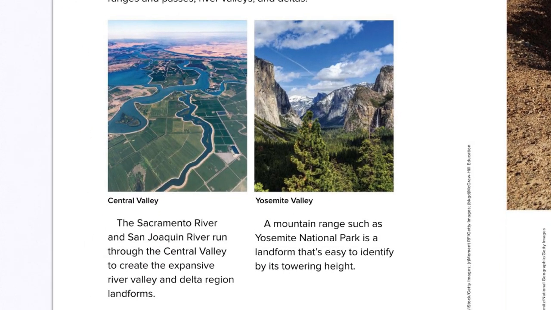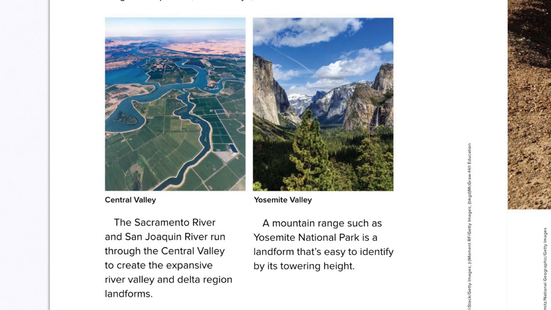Let's take a look at a couple of the pictures here. Here we have a picture of the Central Valley. And you can see there's a lake going through it, a river going through it. And here is a picture of Yosemite Valley. The Sacramento River and San Joaquin River run through the Central Valley to create the expansive River Valley and Delta region landforms. A mountain range, such as Yosemite National Park, is a landform that's easy to identify by its towering height.